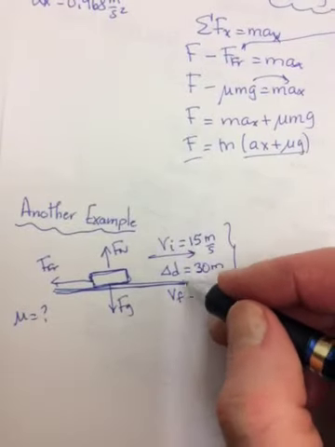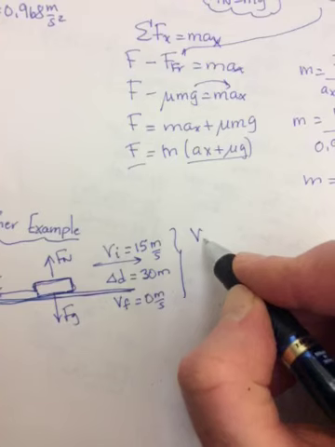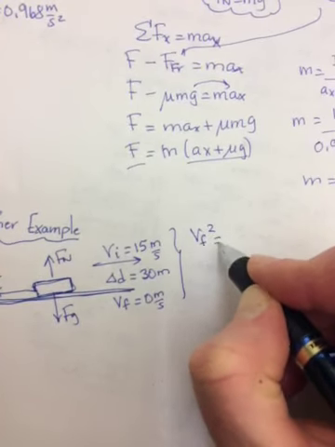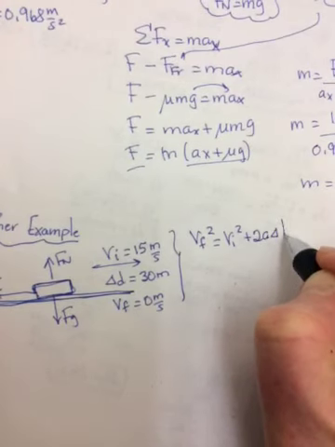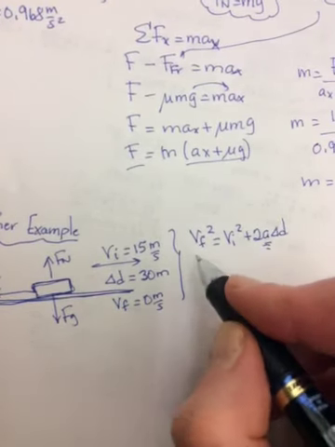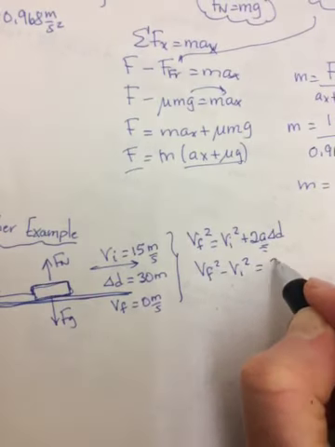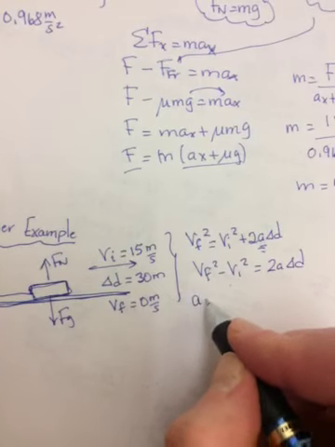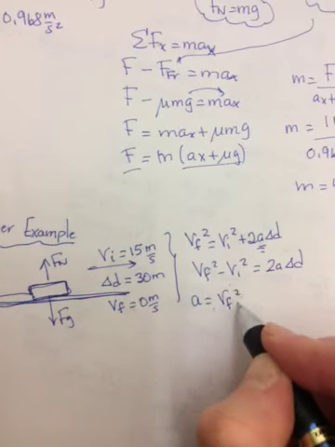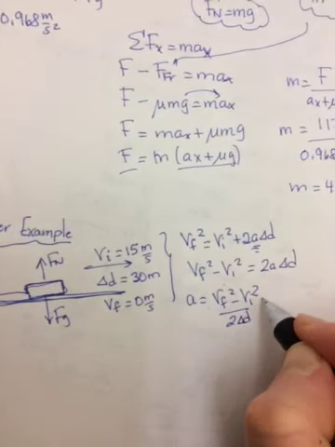So from Vi, Vf, and delta d, you can find your a. Told you those kinematics equations are never going to go away. So Vf squared is equal to Vi squared plus 2a delta d. And you're looking for a. So subtract Vi squared from both sides, and then divide by 2 delta d. So a equals Vf squared minus Vi squared over 2 delta d.